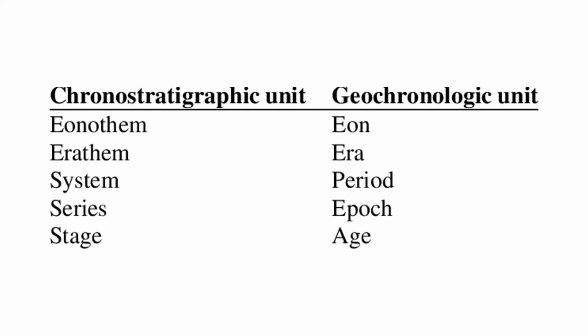Chronostratigraphic units correspond to geochronological units, or time intervals. Whereas the chronostratigraphic units are bodies of rock that exist today, geochronological units are time intervals that transpired in the past. The geochronological units are, from smallest to largest, the following: ages, epochs, periods, eras, and eons. Eons were the longest time intervals, ages were the shortest.